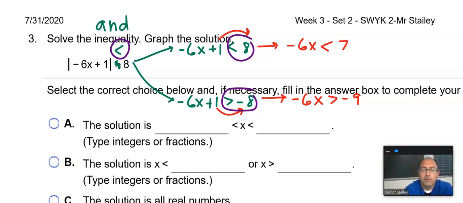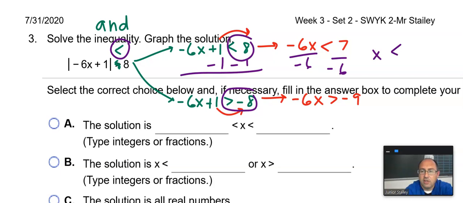So if I subtract 1 from both sides, right, we're taking away 1. We end up with negative 6x is less than 7. If we divide by negative 6, we get x is less than negative 7/6. Okay, of course, that's going to be an open circle, and it's going to go left.